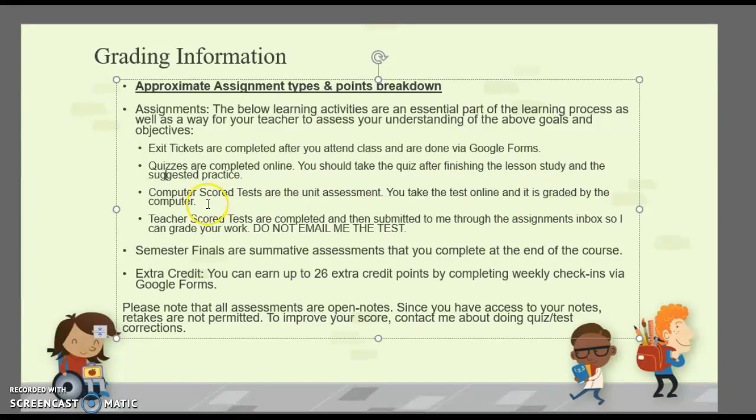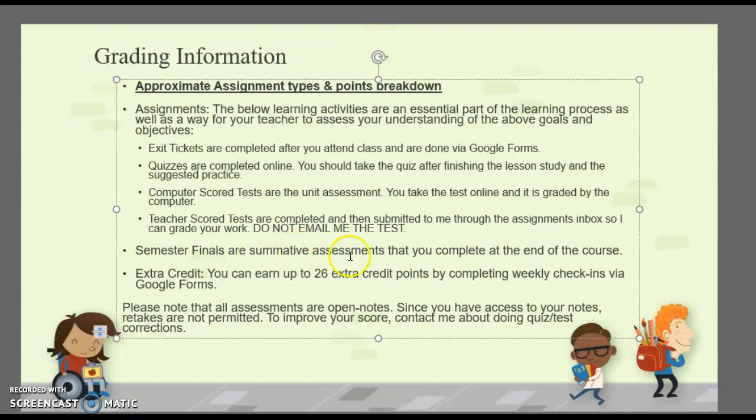You get 1 attempt. Teacher score tests are completed, then submitted to me through the assignments inbox so I can grade your work. Do not email me the test. If you are having trouble submitting it, email me to let me know, but don't email me your actual test. Okay, I will not grade it if you email it to me. You have to submit it through the Dropbox.